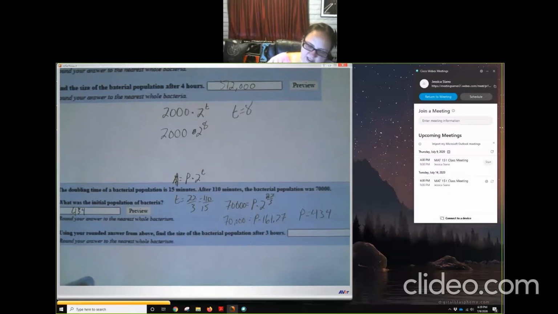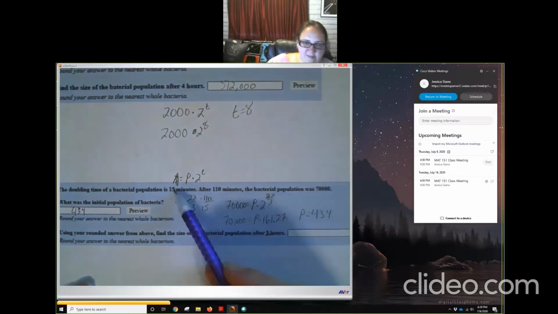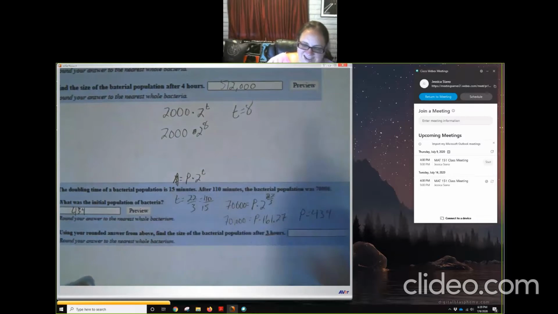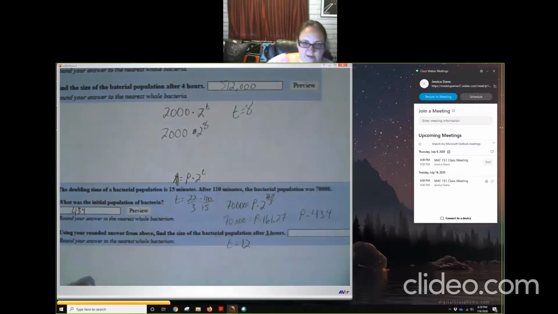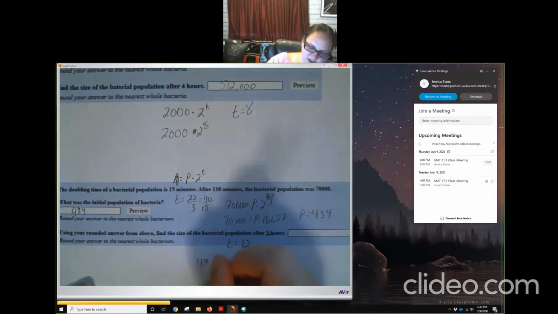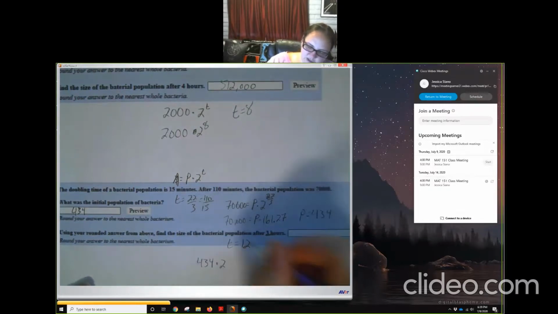So then to figure out how many bacteria there are after 3 hours, well, if it doubles every 15 minutes, then in 3 hours, it has doubled 12 times. Right? 4 times per hour would be every 15 minutes. So then 434 times 2 to the 12.